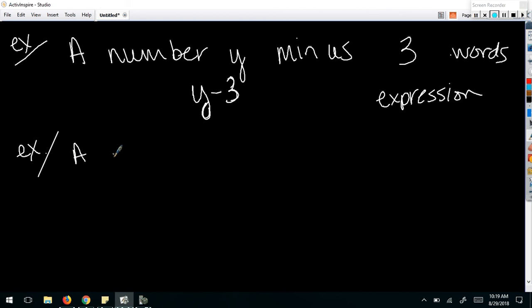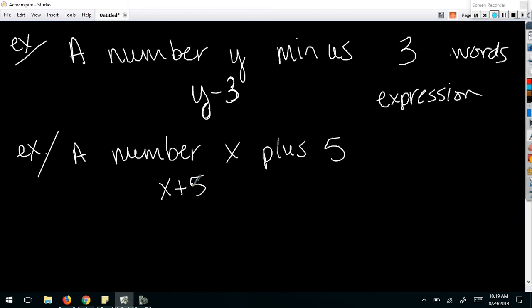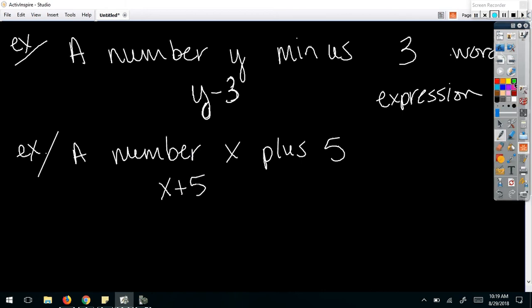How about, guys, a number x plus 5. There it is in words. How would you write an expression that represents that? X plus 5. I'm going to throw you a little curveball here, okay? So pay attention.